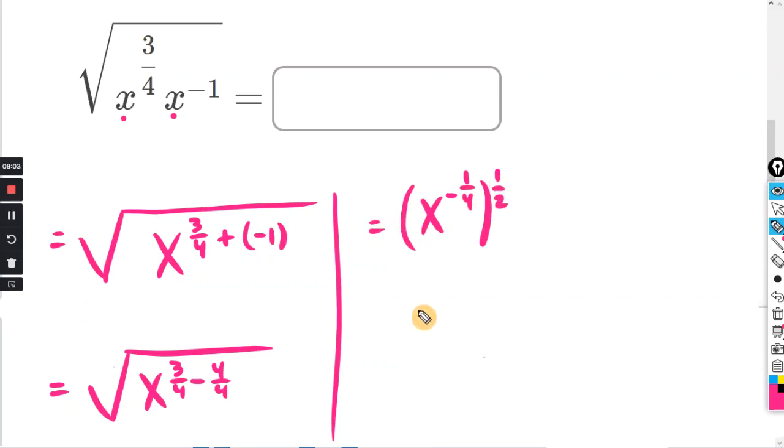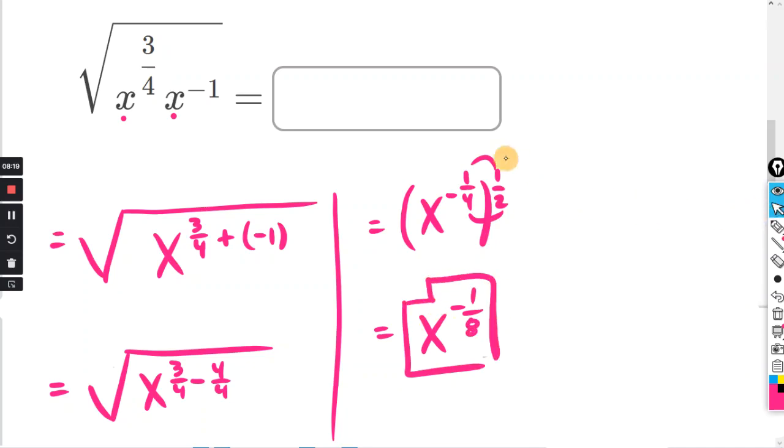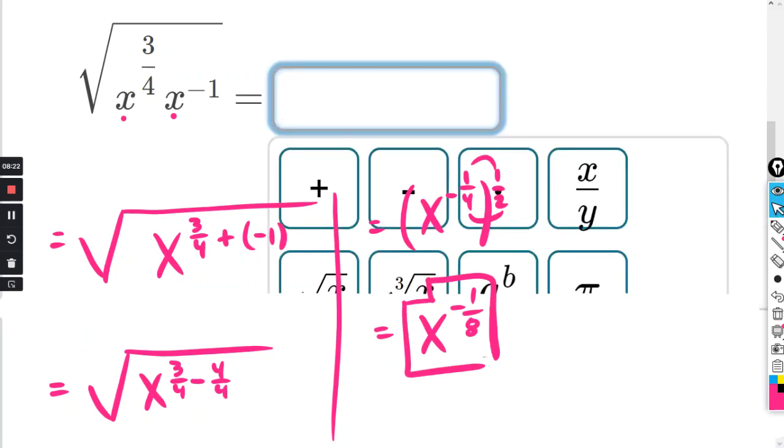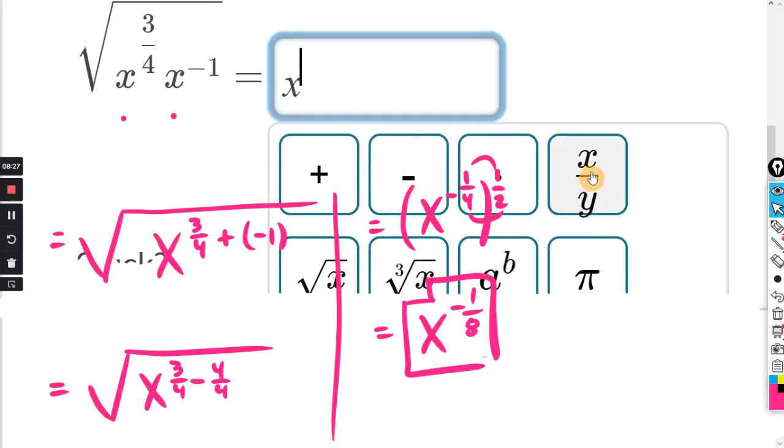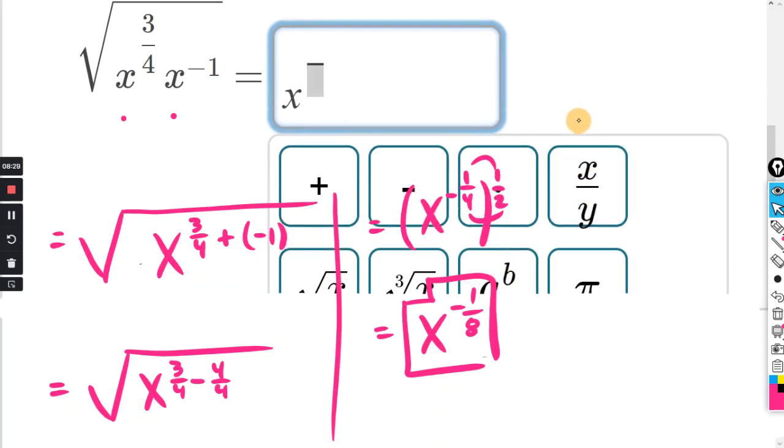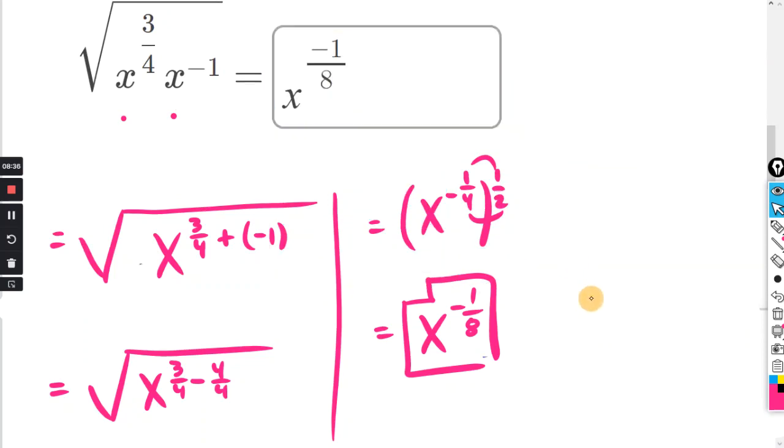And finally, in this case, you just multiply the exponents. We have the x, -1 times 1 is -1, and denominators, 4 times 2 is just 8. So that will be x to the -1/8. Click in the box, type x. Click the exponent button, click the fraction button, and type -1. Click tab to go in the denominator and type 8. So that's x to the -1/8.